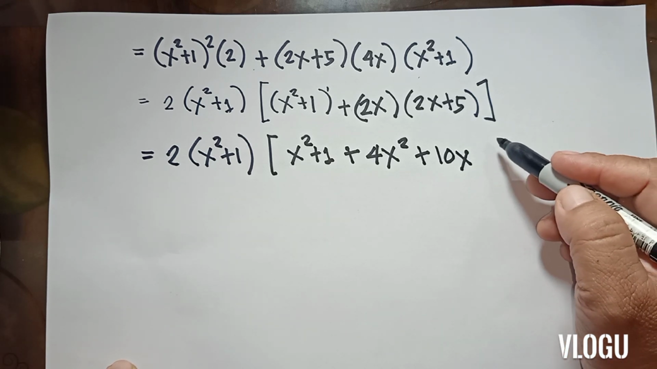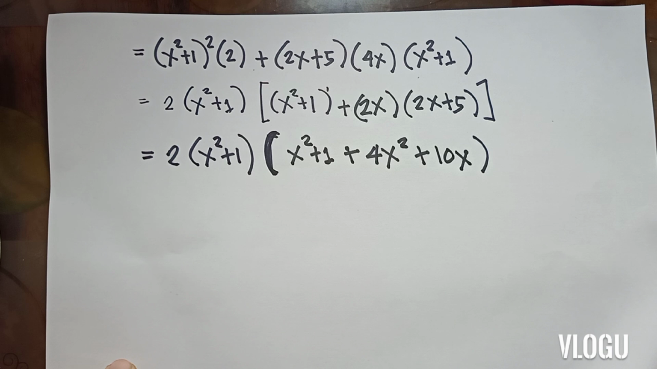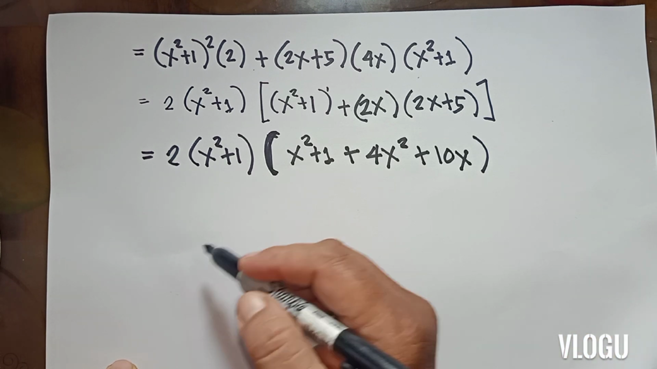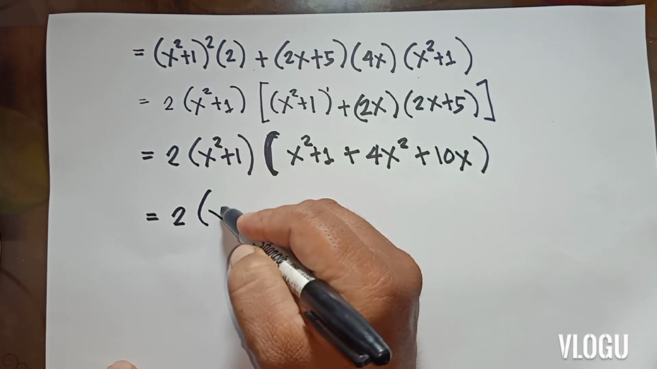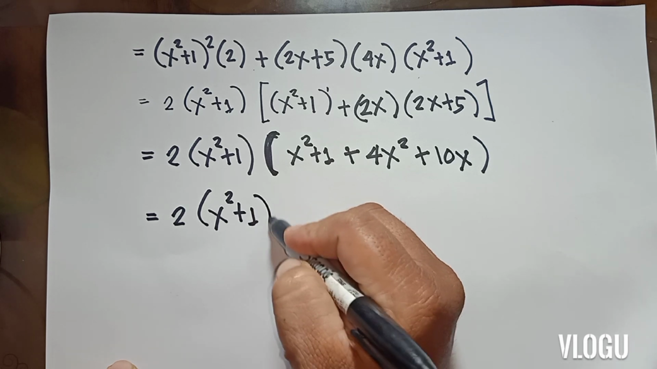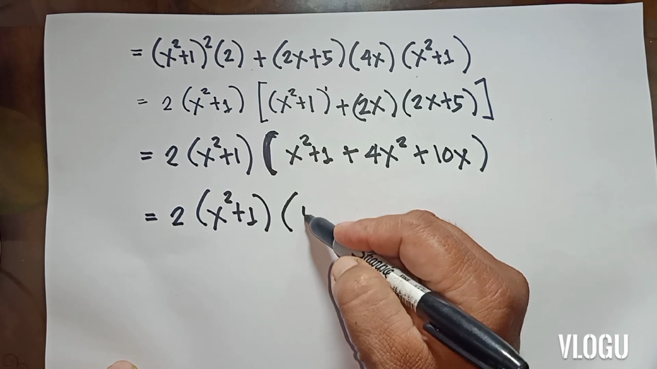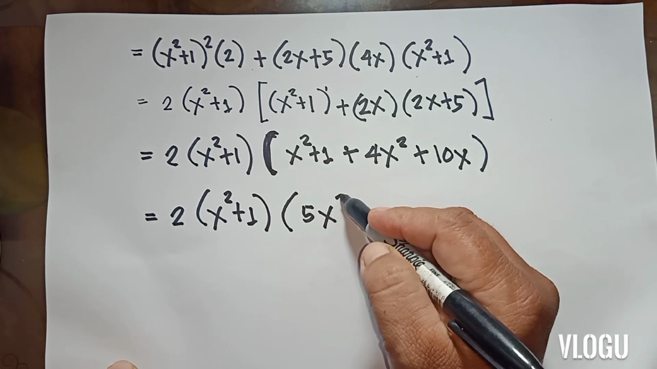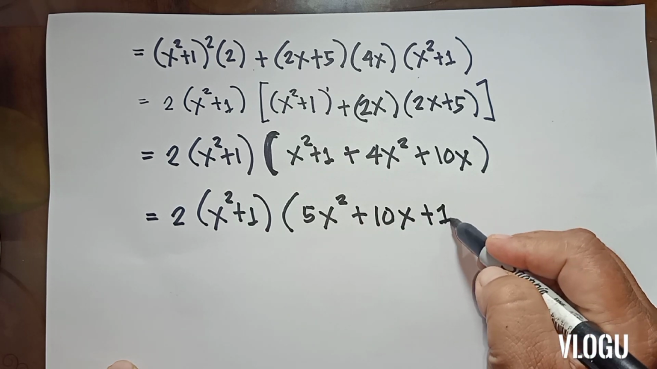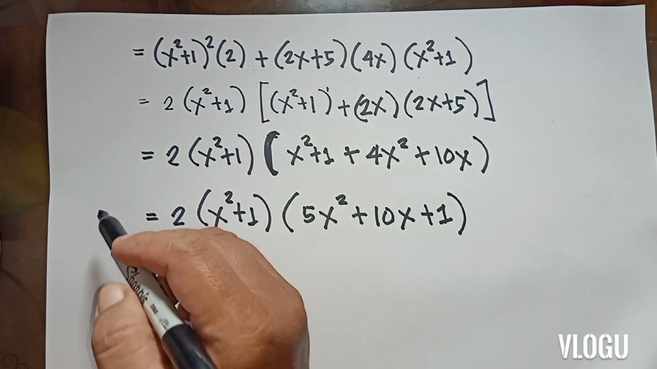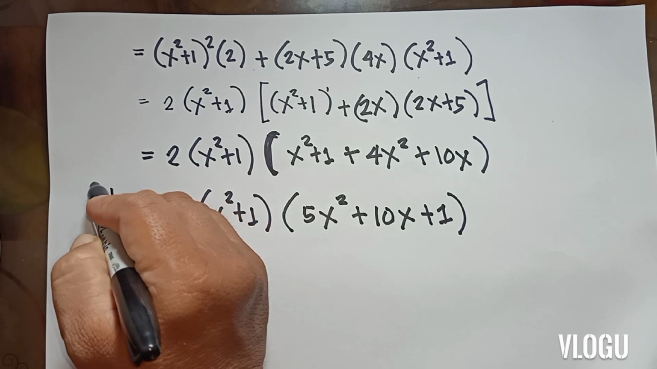Okay, so this is now parentheses. So we could have 2x squared plus 1, then 4x squared plus x squared. So we will have 5x squared plus 10x plus 1. So this is now our final answer, dy over dx.